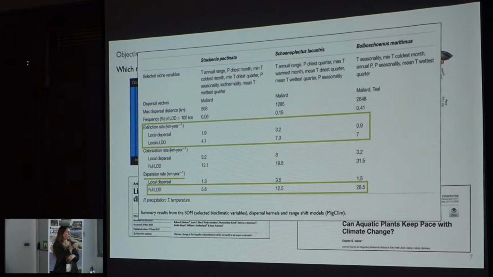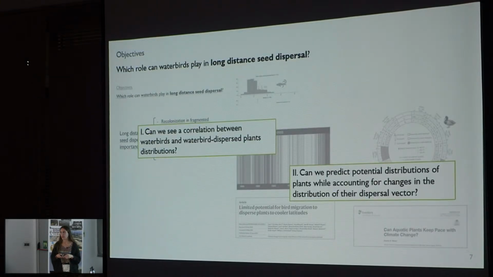So with this background, and having into account that now we can use GPS tracking data for the birds, it will be interesting to see if we can find a correlation between the waterbirds and waterbird-dispersed plants' distribution, and also if we could predict the potential distribution of the plants while accounting for changes in the distribution of their dispersal vectors and for climate change.